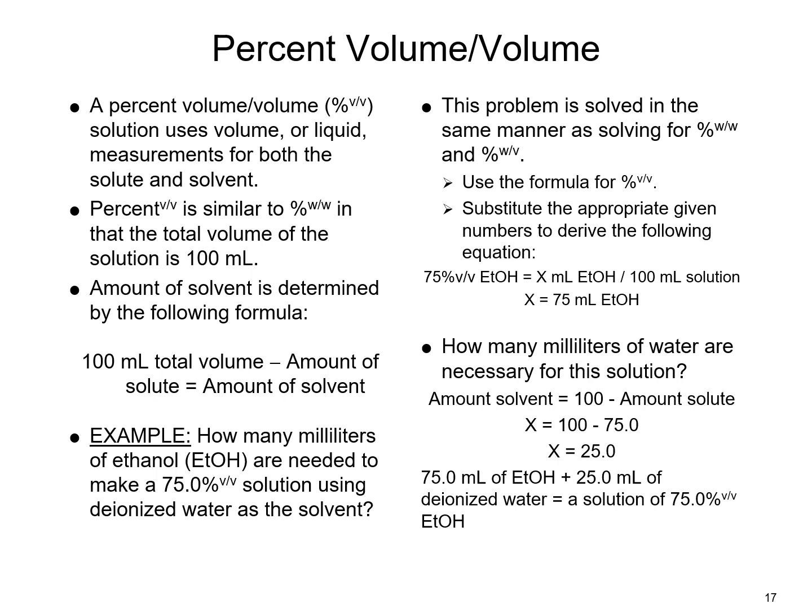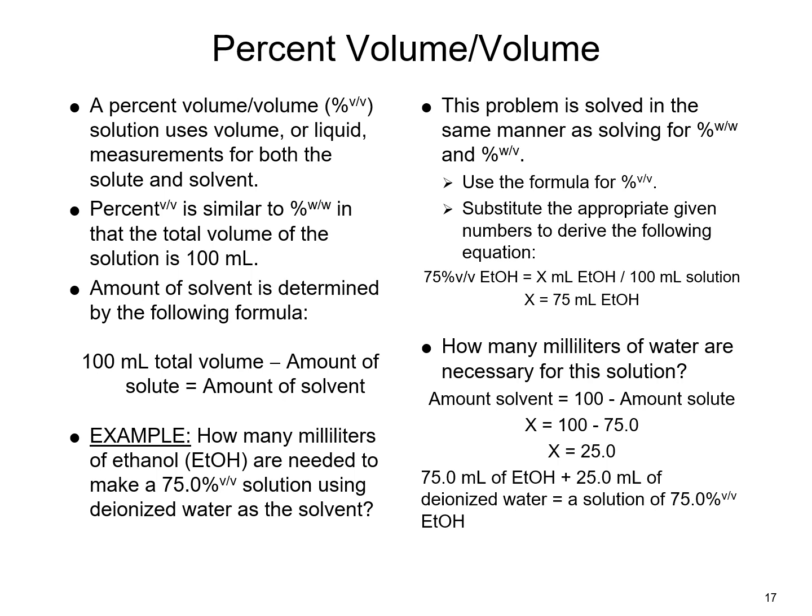In this example, we want to determine how many milliliters of ethanol are needed in order to make a 75% volume per volume solution using deionized water as the solvent. The problem is solved in the same way that you would solve for a percent weight per weight and percent weight per volume. So we use the formula of percent volume per volume, substituting in those appropriate numbers, and then we work that out to determine that we need 75 mLs of ethanol.